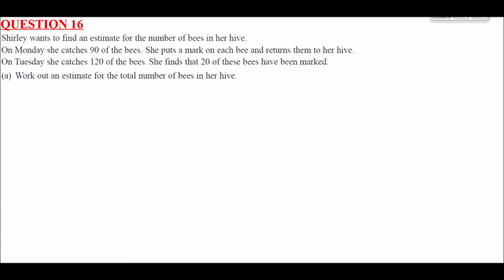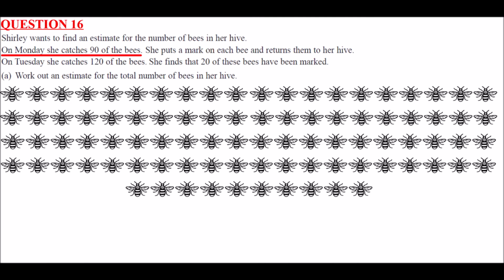Question 16. Shirley wants to find an estimate of the number of bees in her hive. So on Monday she catches 90 bees and she puts a mark on each bee and returns them to her hive. So let's just think about this first of all. So she catches 90 bees. So here are 90 bees. Count them if you want to. I've actually done 90. So they're black and white boring bees.